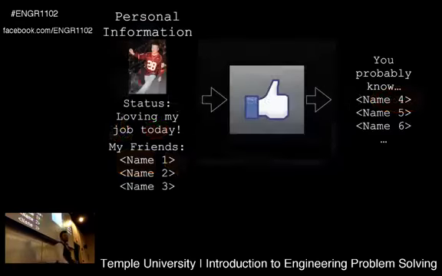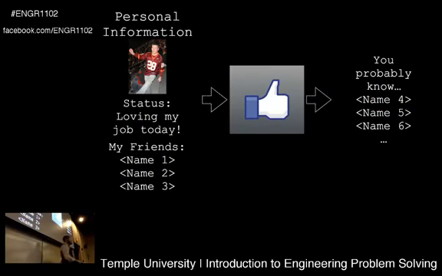It turns out computers do this too. For example, maybe we input personal information and a list of a few of our favorite friends, and then this magical black box of an algorithm called Facebook takes those pieces of information and comes up with suggestions of more people you know.